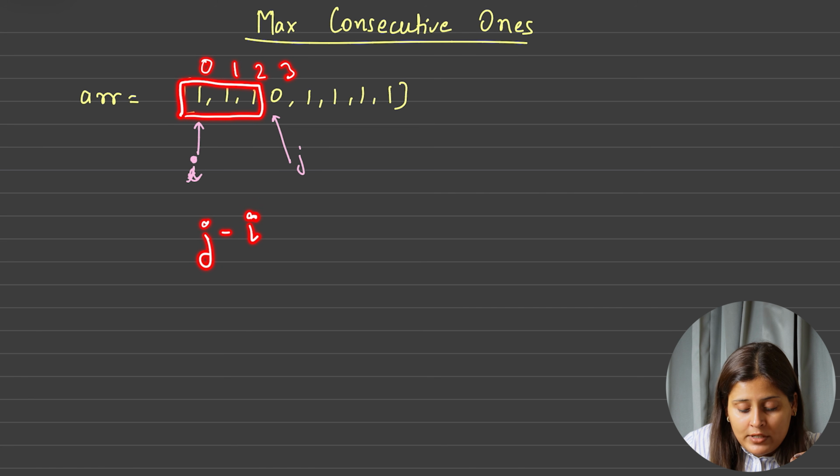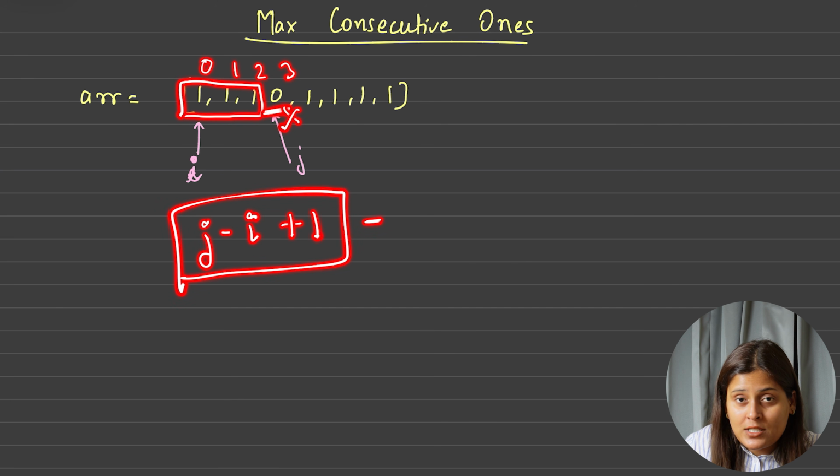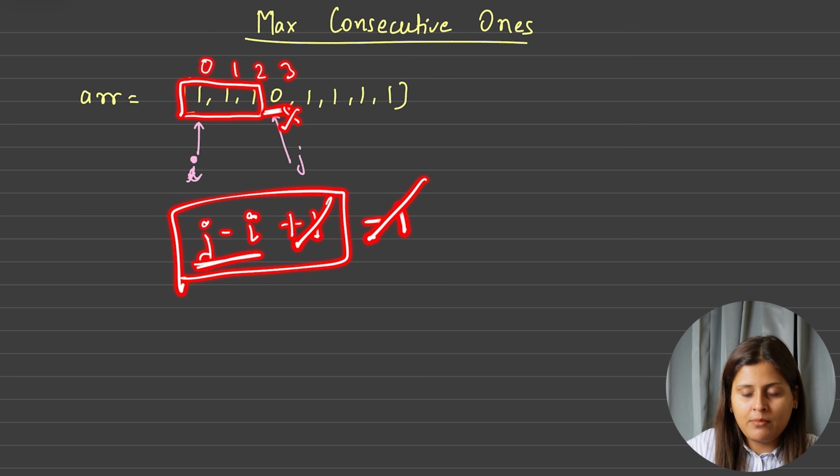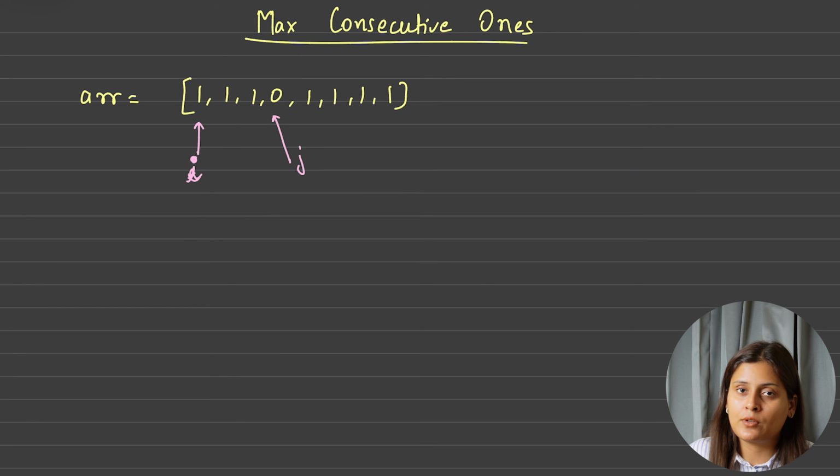Although for length we always do J minus I plus 1, in this case, the location which J is pointing to is invalid, meaning we are not supposed to count this J. So even if you write plus 1, after that you are not supposed to count the last index where J is pointing, so you will subtract 1. Hence we can say directly J minus I for the length calculation.